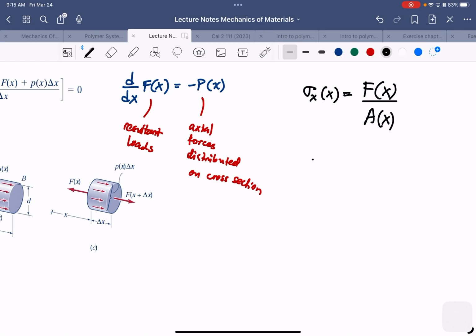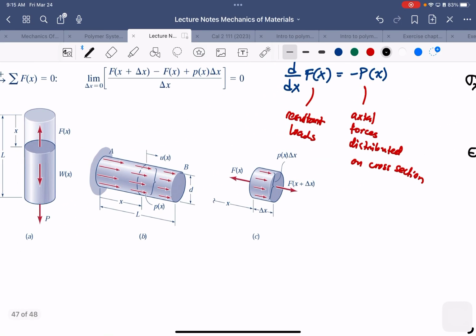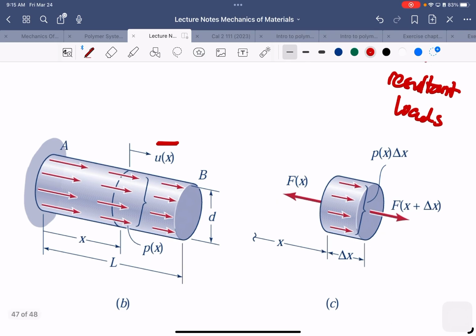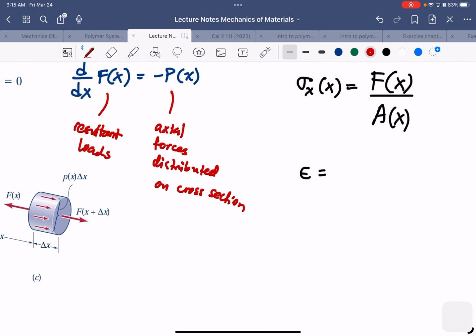And then we can also take the axial strain, based on this u of x, the length with respect to x. So we take the strain as the change in length with respect to x, which will be du over dx.